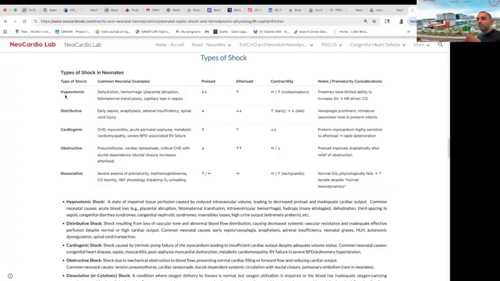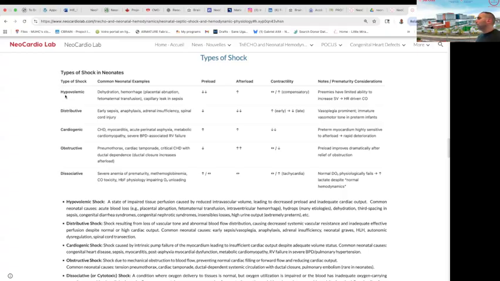I mean, the list is there, but anaphylaxis, very rare in newborns, but definitely anaphylactic reactions. We can see that, for example, with incompatibility of blood transfusions. So think about it if you suddenly see a baby collapsing during a transfusion. Something we rarely see, but we do see, is neonatal Graves' disease. When they have thyrotoxicosis from maternal TSH expression, they can get this picture of distributive shock.